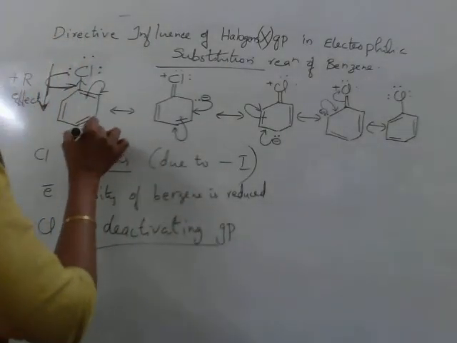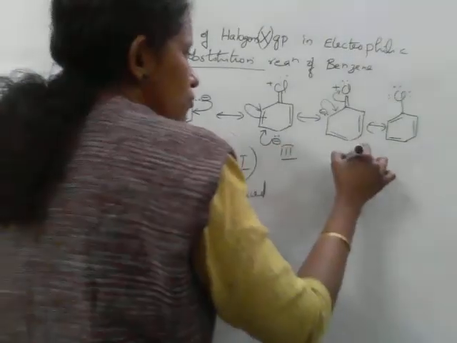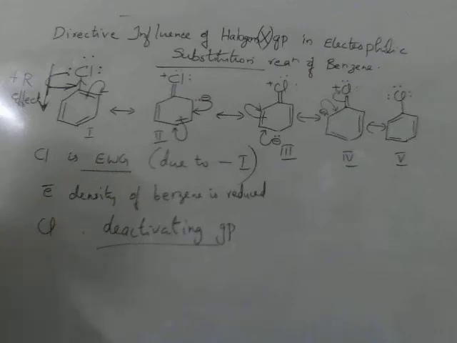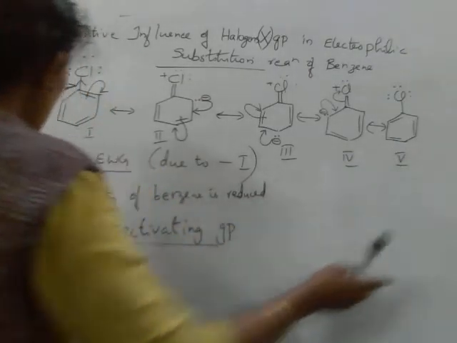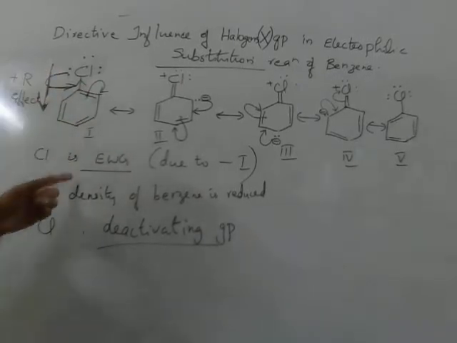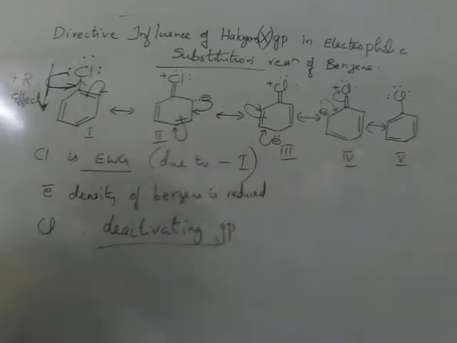So here also we get how many structures? 1, 2, 3, 4, 5. Here you can see structure 5 and structure 1 are equivalent structures. The last structure is similar to the first one. Only the positions of the pi bonds in the benzene ring are different. Chlorobenzene is stabilized through resonance. There are 5 resonating structures.